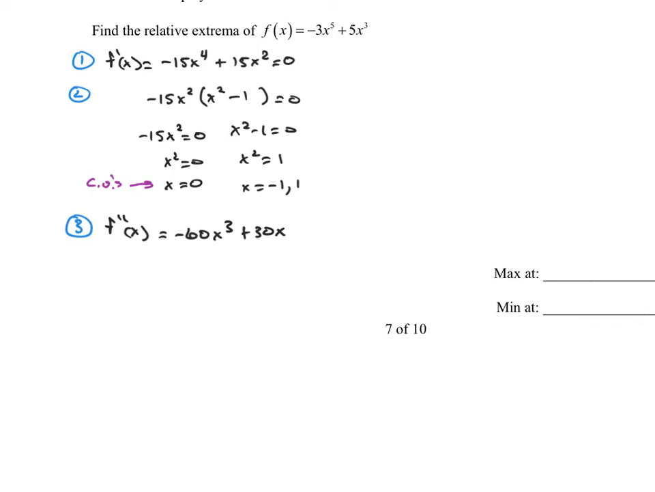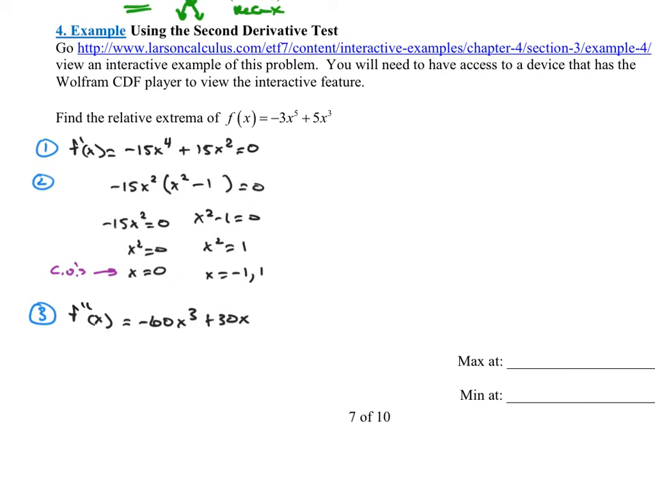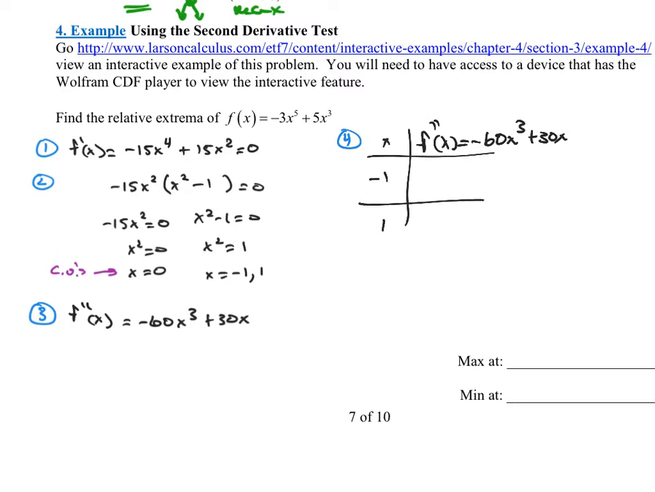What I do is I take the critical values from the first part and I plug them into the second derivative. So let's go to step 4. Here's step 4. Step 4 is I'm going to take x values and I'm going to plug them into the second derivative. Again, the second derivative is negative 60x cubed plus 30x. The numbers that I have to plug in are negative 1, 0, and 1. So let's see what happens when I do that.